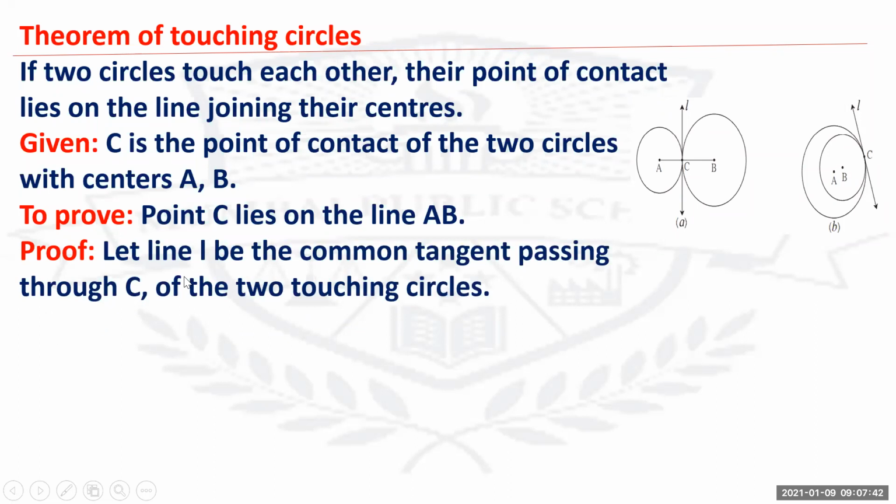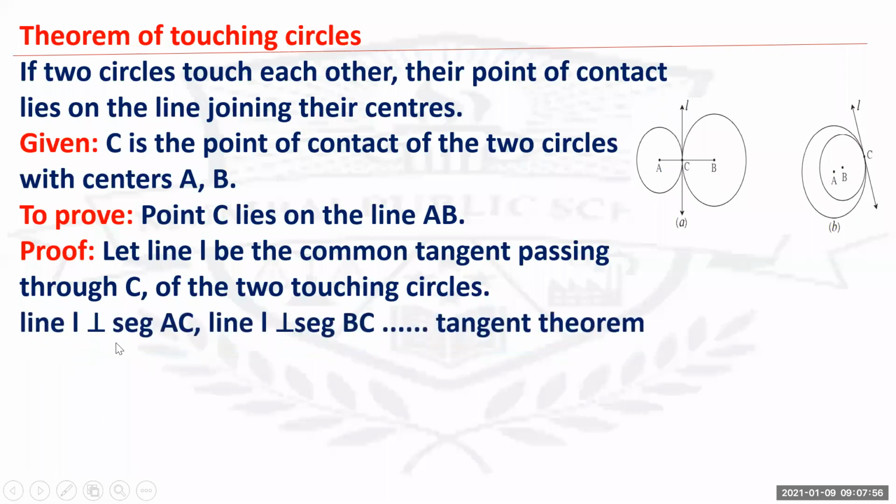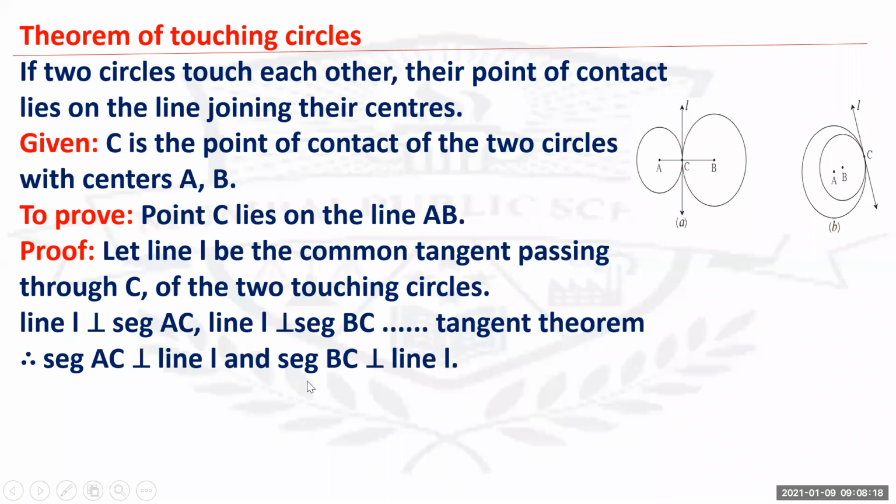Now, let line L be the common tangent passing through C of the two touching circles. Assuming that L is the common tangent passing through the point of contact, point C, line L is perpendicular to segment AC and line L is perpendicular to segment BC. By the tangent theorem, AC is perpendicular to tangent L, and BC, which is the radius of the other circle, is also perpendicular to tangent L. So these two radii are perpendicular to the tangent.